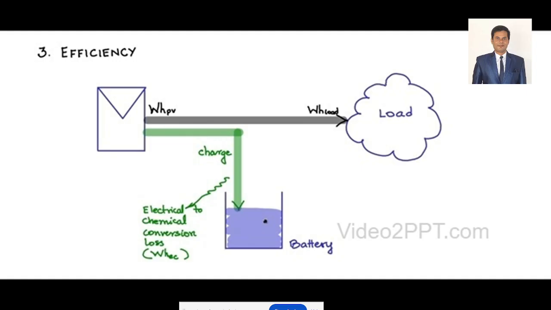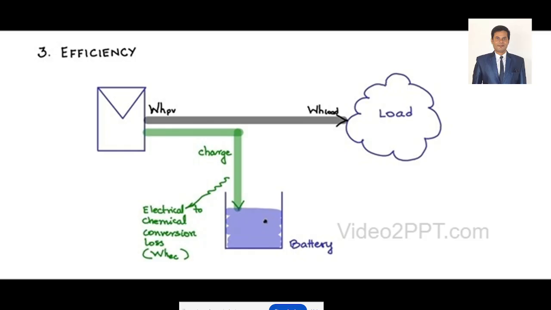There are a lot of losses, so efficiency matters a lot. Efficiency is output to input. We give the input to the system and get the output, and some losses are also there. So what are the losses during the conversions? During the electrical to chemical conversion, there are losses that occur.